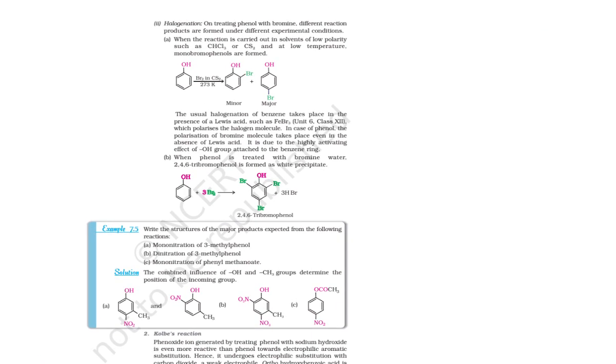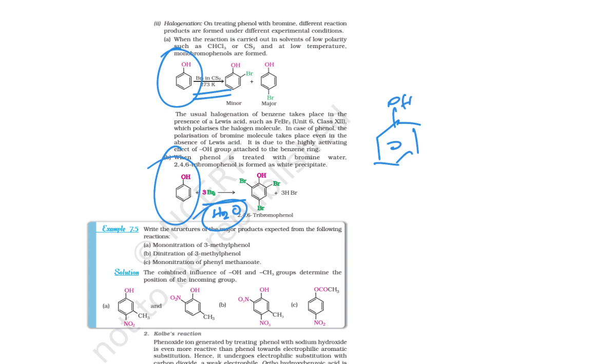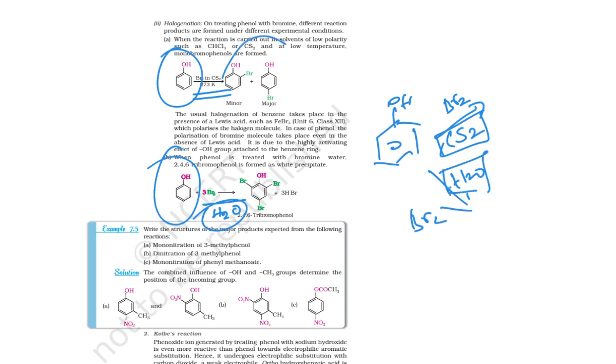There is a reaction which is taking place with phenol. Here they are using CS2 as a solvent, and here water is the solvent. So phenol reacts with Br2. Here they are using a non-polar solvent, and here we are using a polar solvent. If it is a non-polar solvent, your product is going to be 2-bromophenol and 4-bromophenol. But in case the solvent is a polar one, at that time we will get 2,4,6-tribromophenol.